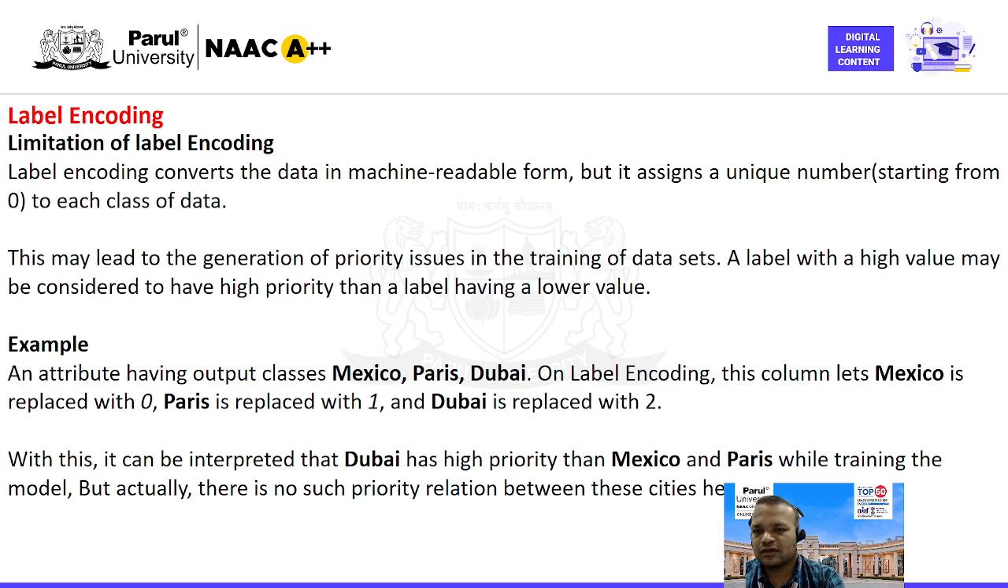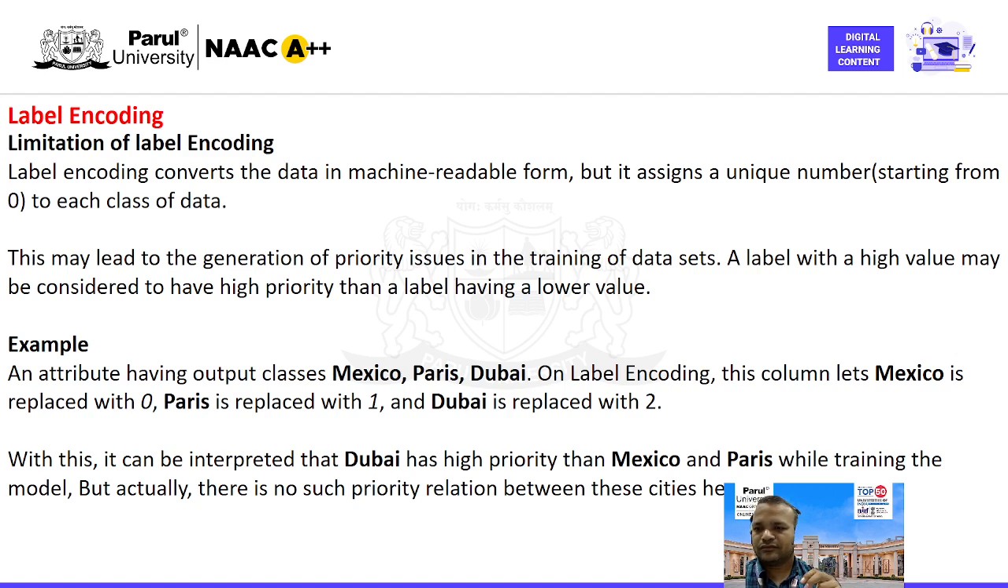Limitation of label encoding: label encoding converts the data into machine readable form, but it assigns a unique number starting from 0 to each class of data. This may lead to priority issues in the training of the dataset. A label with a high value may be considered to have higher priority than a label with a lower value. Example: an attribute having output classes Mexico, Paris, Dubai. On label encoding, Mexico is replaced with 0, Paris with 1, and Dubai with 2. With this, it can be interpreted that Dubai has higher priority than Mexico and Paris while training the model, but actually there is no such priority relation between these cities.